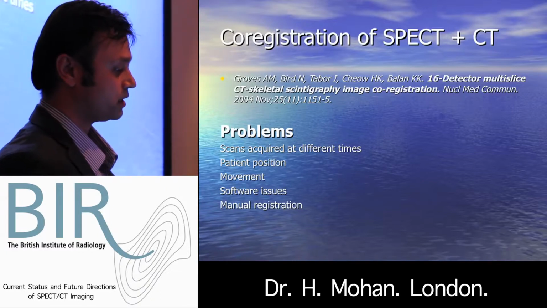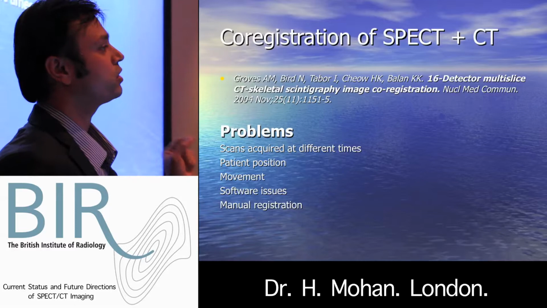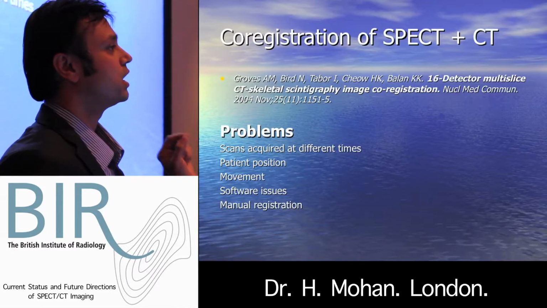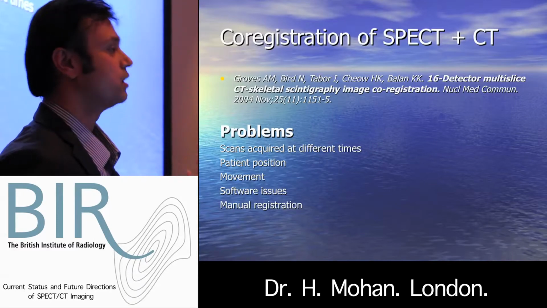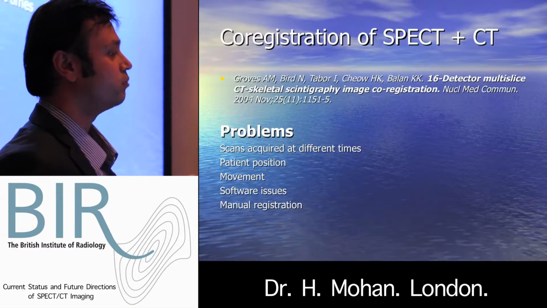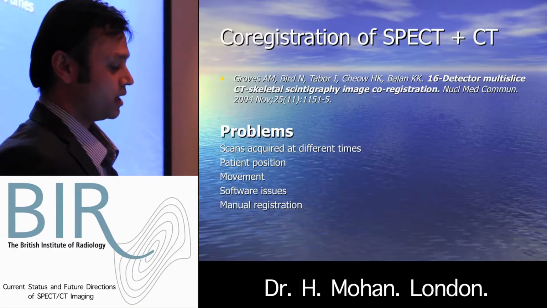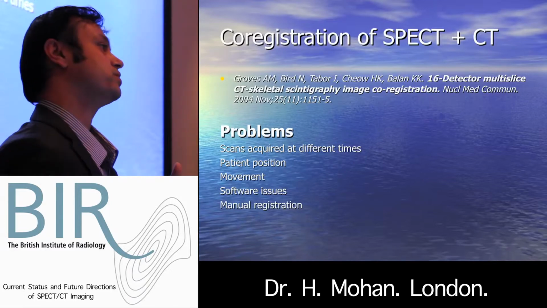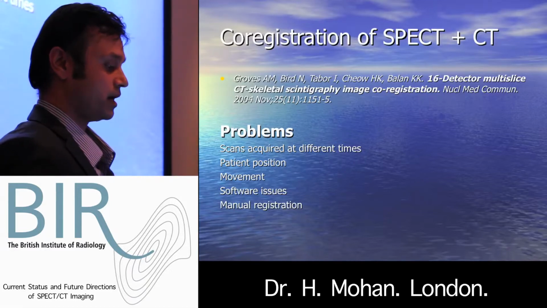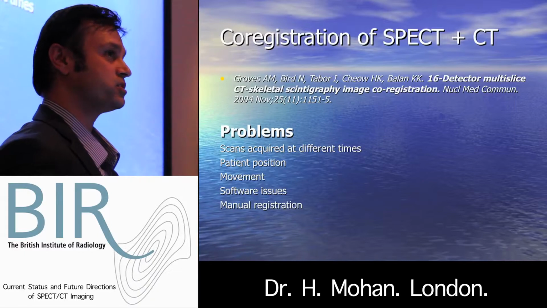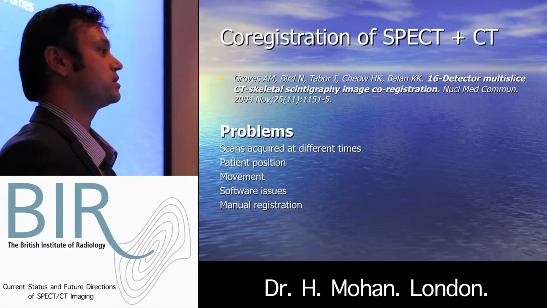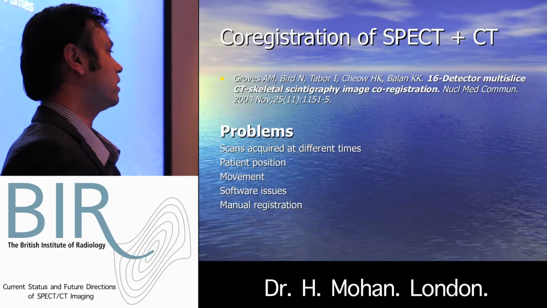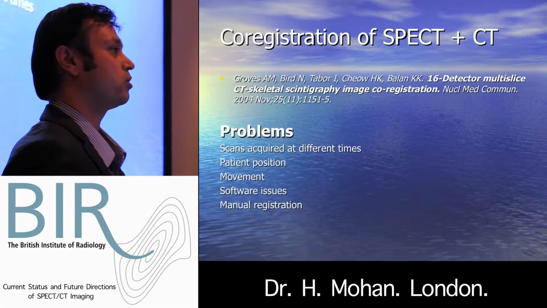But however, the problem still remained. When you acquire scans at different time points, are we looking at the same physiology? Obviously there's a difference in physiology. It could be the patient position, and then movement issues, and of course the software issues in trying to handle this. And it's always manual registration. You're trying to register something on a scintigram, which we've always said is an unclear image, with a crystal clear anatomical image on a CT.